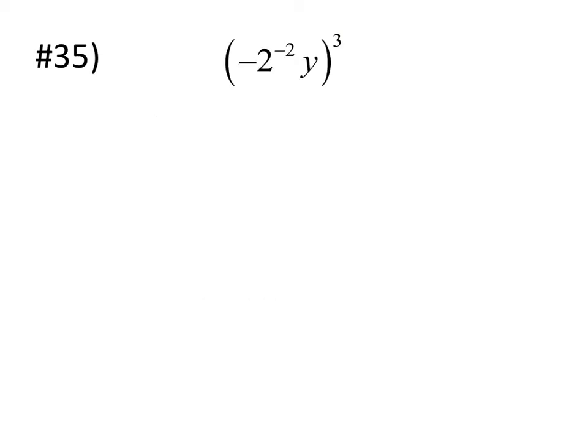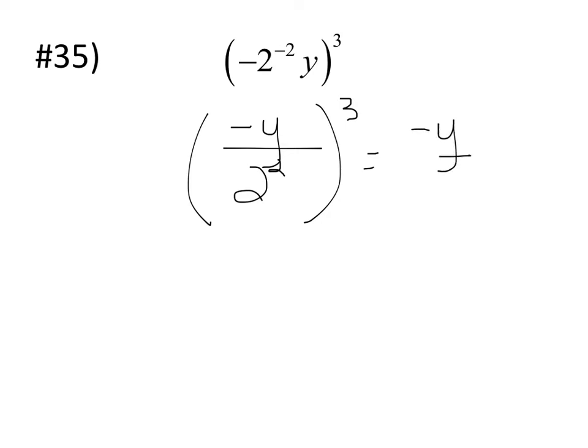And then here you have negative 2 to the negative 2 power y cubed. So first let's take care of what's inside the parentheses. So what is being raised to the negative 2 power? Just the 2. So we're going to drop the 2 like it's hot. So that means in the numerator I'm left with negative y over 2 squared all cubed. And then 2 squared is obviously 4. So I have negative y over 4 all cubed.